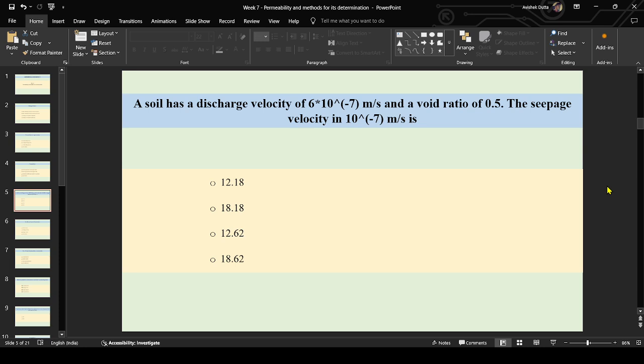Yes, sir. Sir, in this example, will we get a fraction? I don't think fractions will come here. Yes, a fraction will come, I think, because I had solved this. Let me check. Yes, a fraction will come because I've given the void ratio and not the other thing you are expecting.